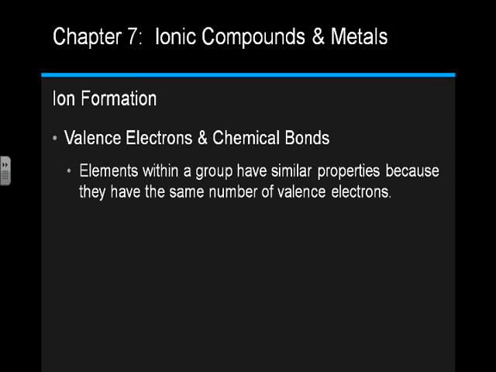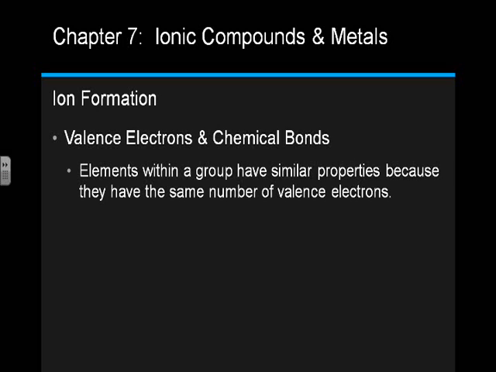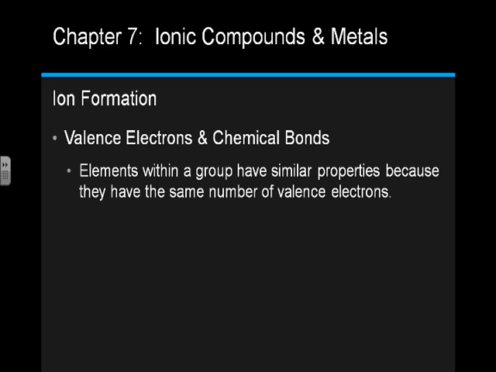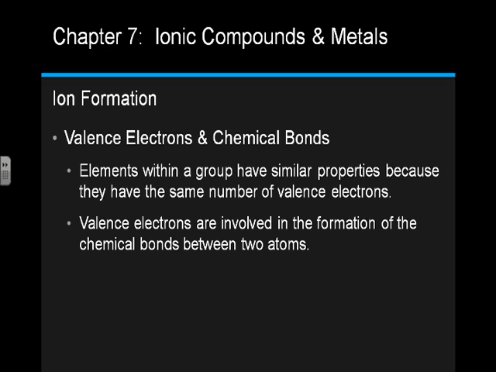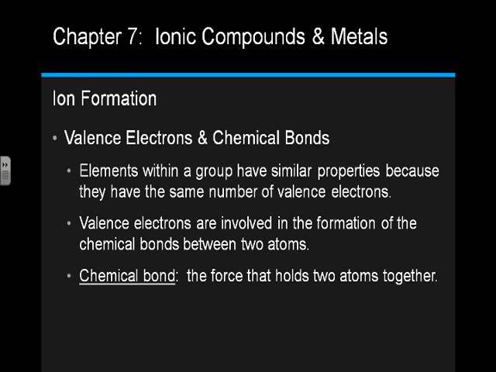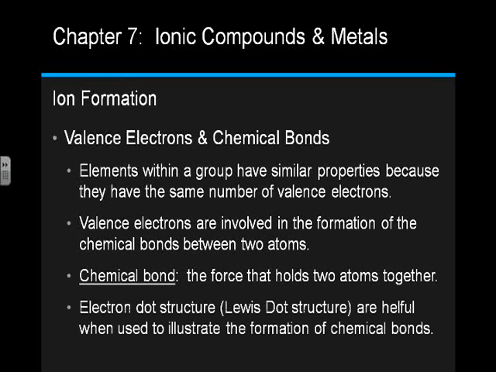Now, elements within the same group, which is the columns that go up and down on the periodic table, have similar properties because they have the same number of valence electrons. And valence electrons are what are involved in the formation of chemical bonds between the two atoms. So the valence electrons are the ones that are either given away or added to. Now, a chemical bond is the force that holds two atoms together. And an electron dot structure or Lewis dot structure, whichever one you call them, they're helpful to us in illustrating how these chemical bonds actually happen.